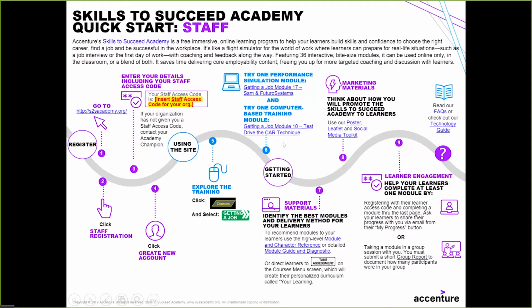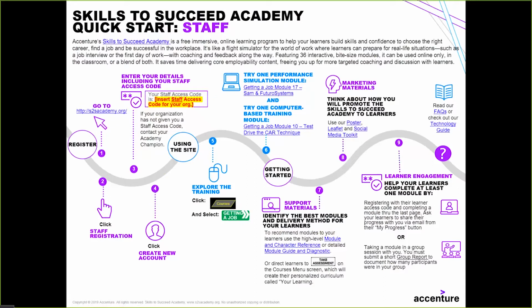And what we would recommend is that you review 2 of the modules to take a look at one of the performance simulations. One that we would recommend would be SAM and Futuro Systems, Getting a Job Module 17. That's a performance simulation. And then we would also recommend taking a look at one of the computer-based training modules. And here we're recommending Getting a Job Module 10, Test Drive the Car Technique. There are 36 modules in the Academy. You do not have to review all 36 to feel like you're ready to get started with your learners.